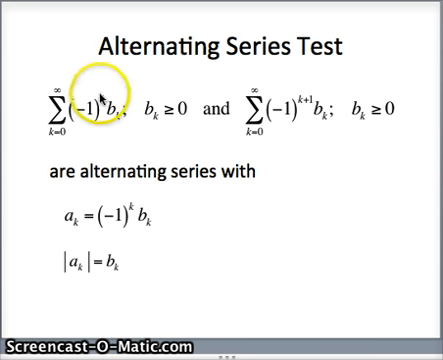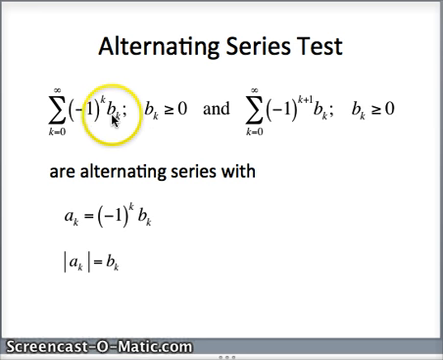It has (-1)^k or (-1)^(k+1). -1 to an even number is +1. -1 to an odd number is -1. So the signs alternate: negative, positive, negative, positive, negative, positive. I call this a sign flasher in either case. (-1)^k or (-1)^(k+1) is a sign flasher.